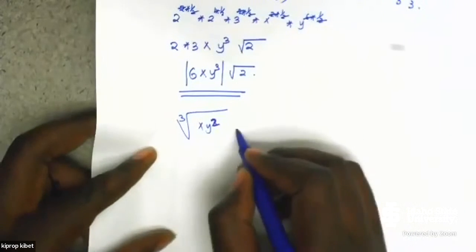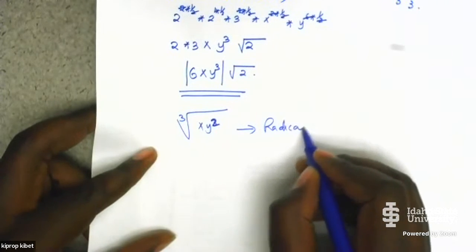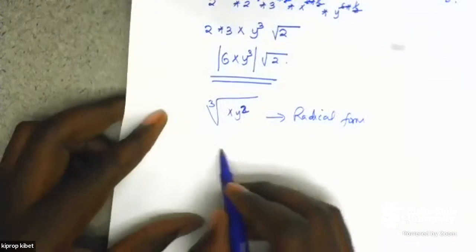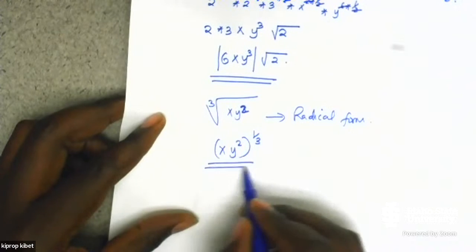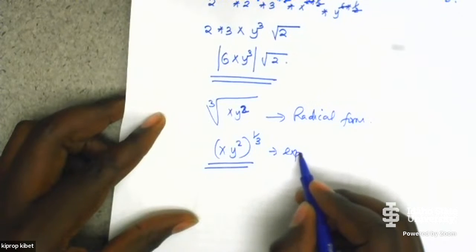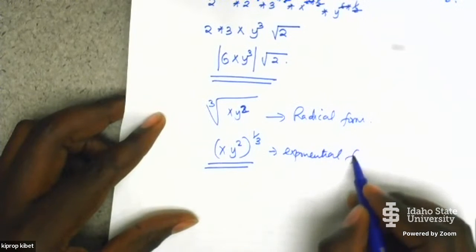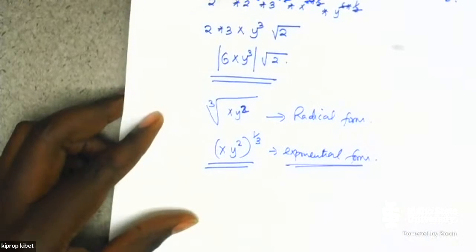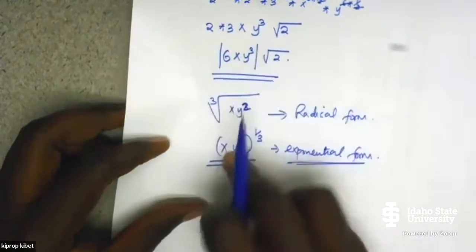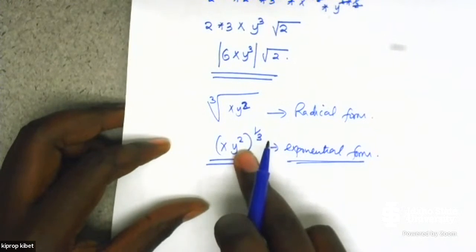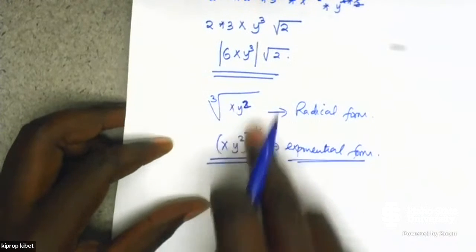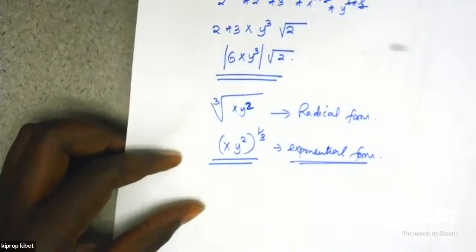So the radical form is the cube root of xy squared, and the exponential form is xy squared raised to 1 over 3. So this is radical, and this is exponential. You can be told to write this one in radical form, then you need to convert this one to this. Are we together?